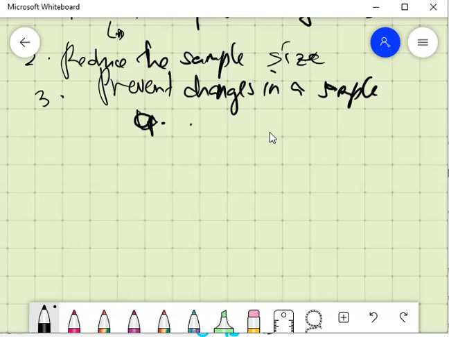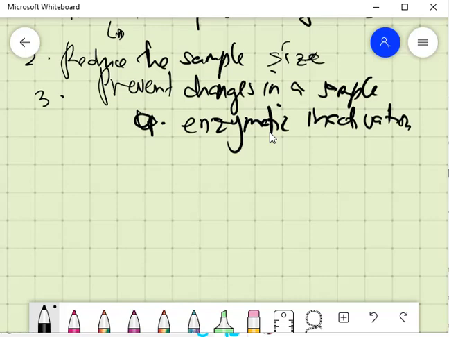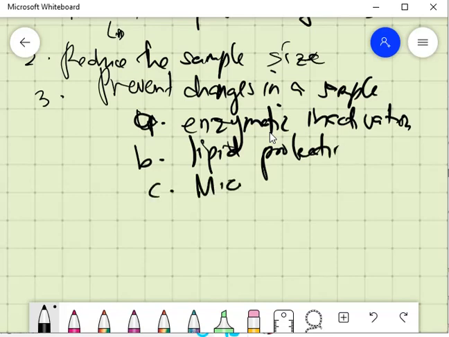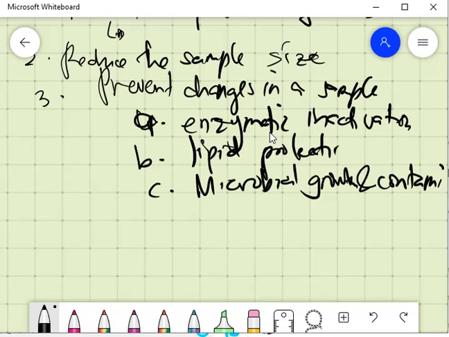These changes actually include enzymatic inactivation, which is usually in the food industry, and then lipid protection, and microbial growth and contamination. These things are obvious, right? And contamination.